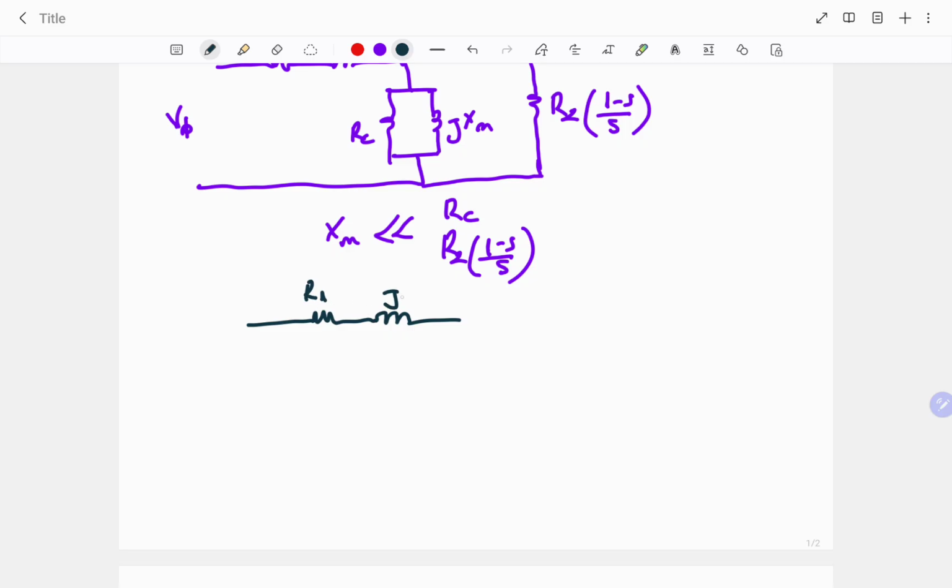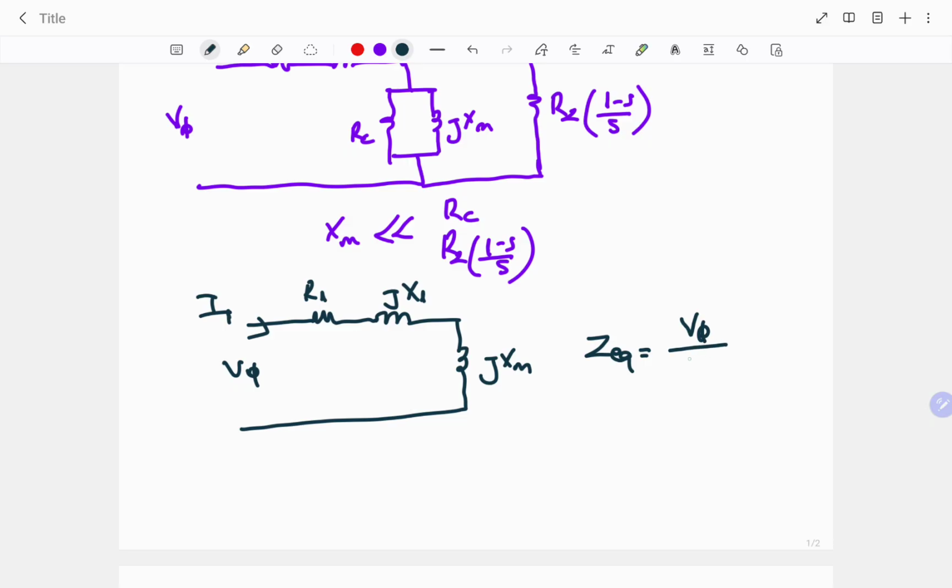We can analyze these components, XM and I1. So for the total impedance during the no load test, of course, the magnitude of the equivalent impedance will be V phase over I1. And for the equivalent impedance, what do we have? Only R1, X1, and XM.